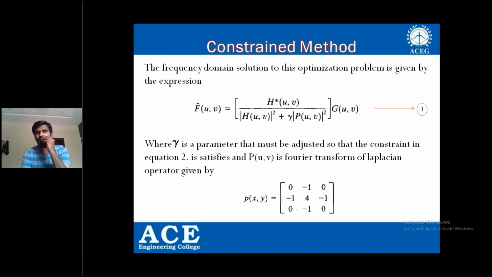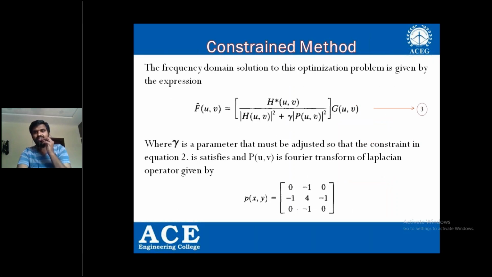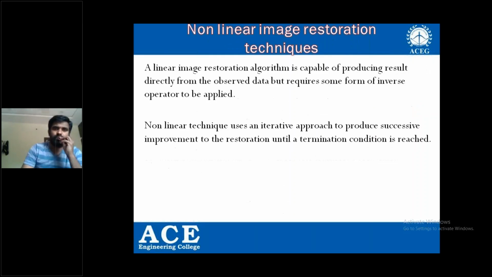And what is gamma here? Gamma is the parameter that must be adjusted so that the constraint in equation 2 is satisfied. What is equation 2? Equation 2 is the norm of g minus hf cap, whole squared, the Euclidean norm. Based on that constraint, the gamma value must be adjusted. That is the procedure we follow here in the constrained method, right?